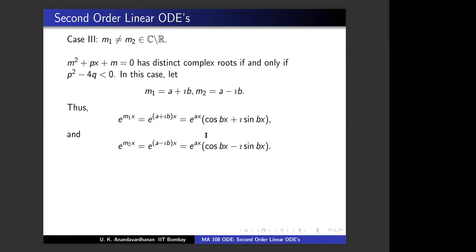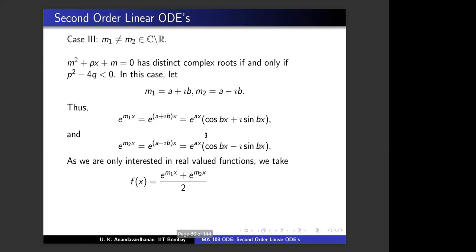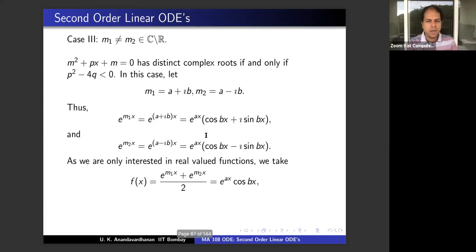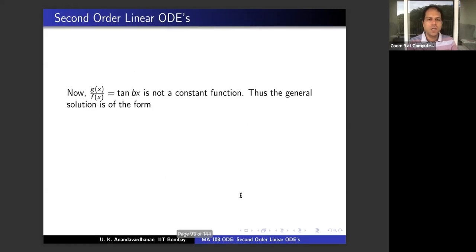Can you tell me the basis? Add two equations. Add and subtract. We are interested only in real valued functions, and therefore I take f(x) to be the addition, that is e power ax cos bx, and g(x) to be the subtraction divided by 2i, and that is e power ax sin bx. These two are independent, you can easily check, since this is not a constant function. Therefore the general solution is of the form e power ax times an arbitrary constant times cos bx plus an arbitrary constant times sin bx.